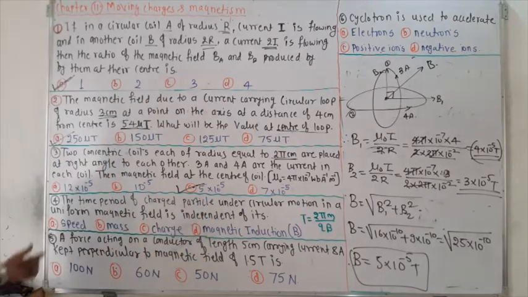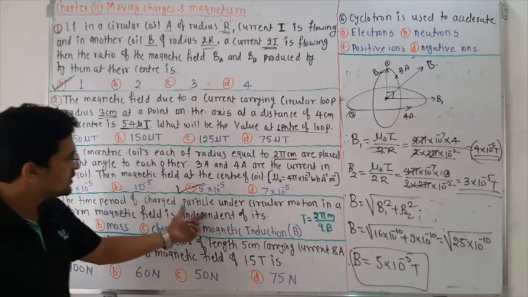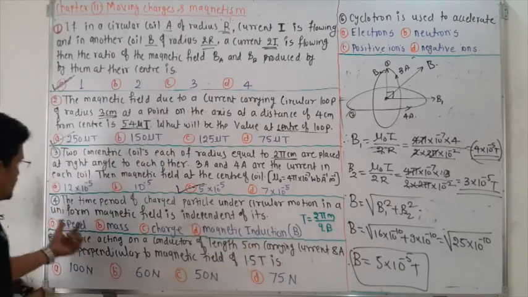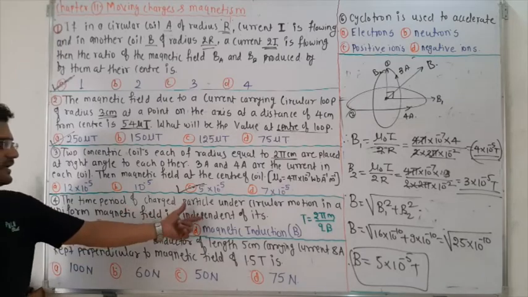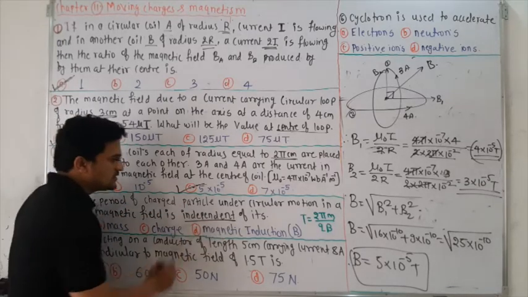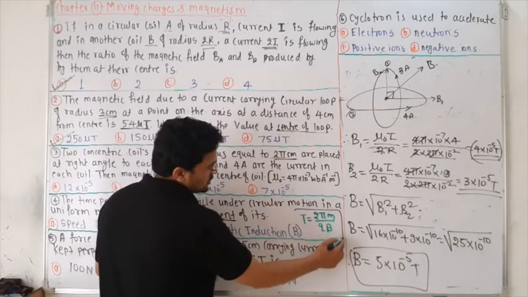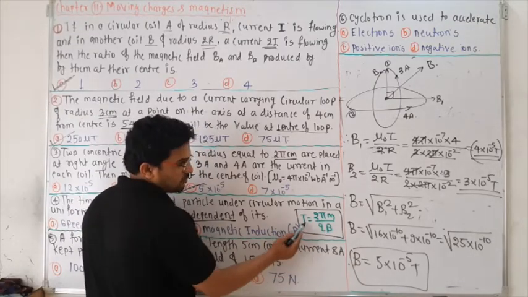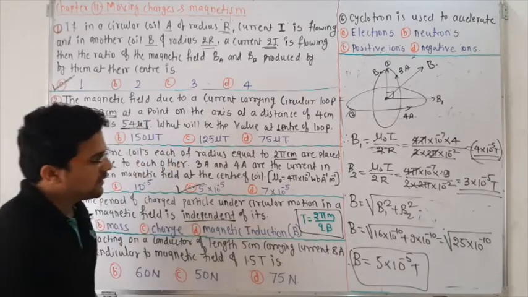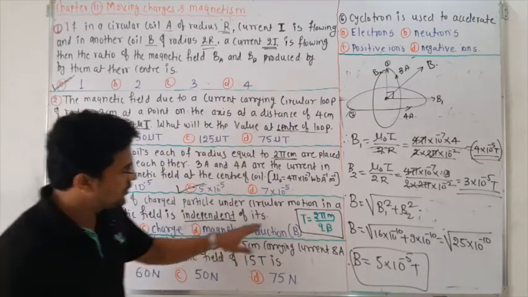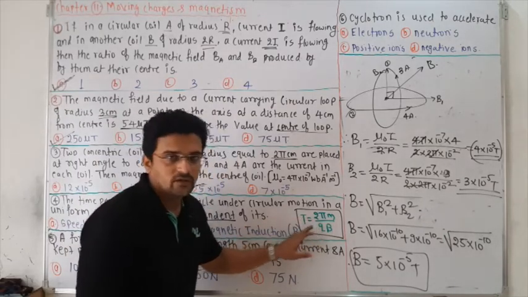Okay, next, the time period of the charged particle under circular motion in a uniform magnetic field is independent of, that means T does not depend on which parameter or which quantity. So you can use this equation. Time period of the charged particle is given by what? T is equal to 2 pi m divided by qB. Okay, 2 pi m divided by qB, correct?